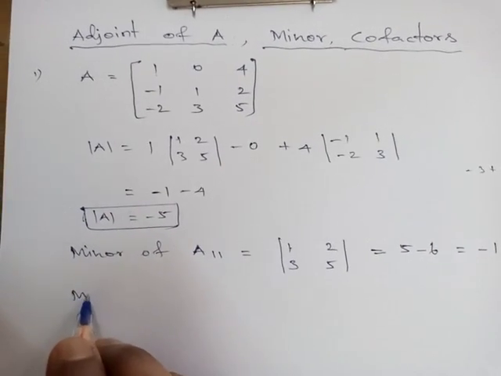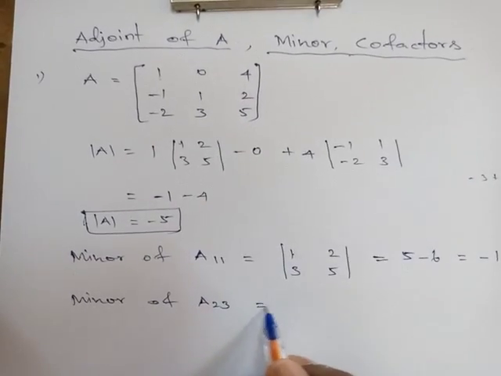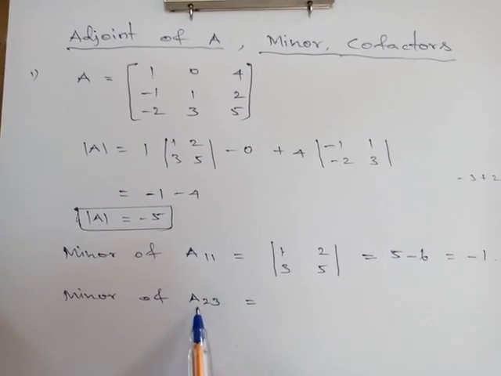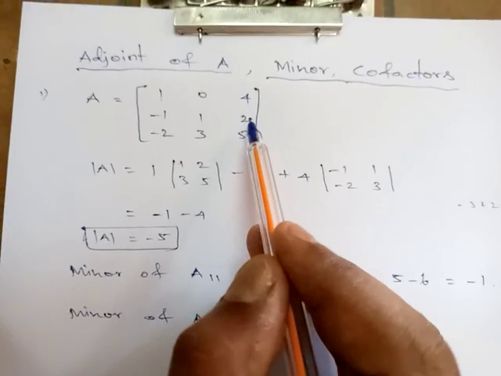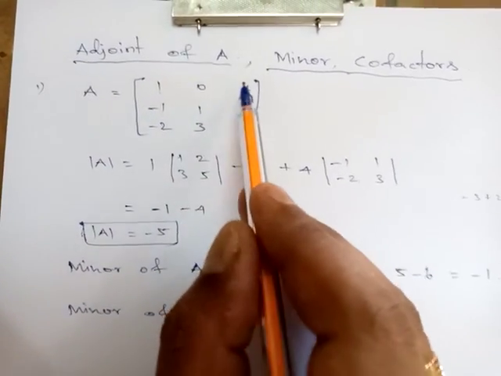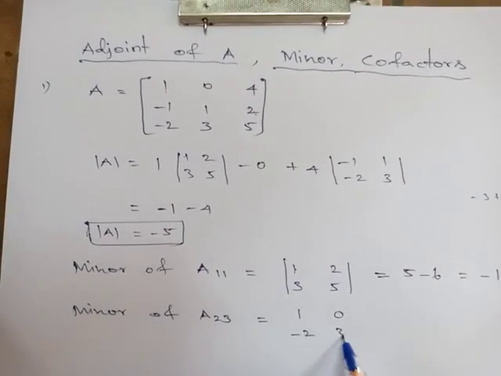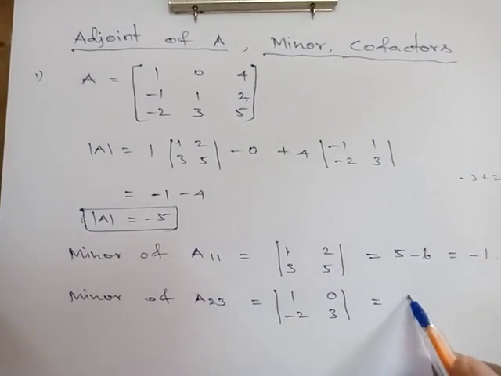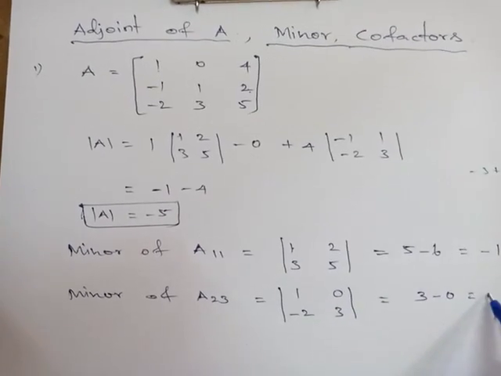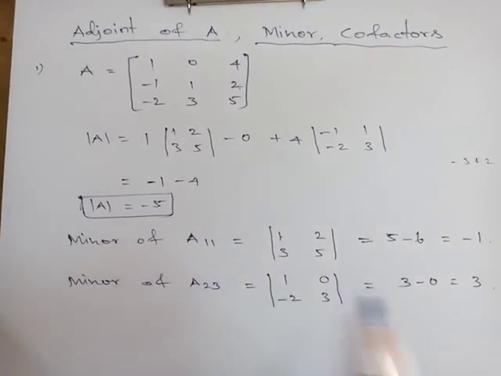Similarly, minor of A23. A23 means second row, third column. So first row, second row, third column, this element. For this element, leave this row and leave this column. What will we get? 1 0 minus 2 and 3. This determinant value becomes the minor of A23. So 3 into 1 is 3 minus 0, which is 3. So minor of A23 is 3. Like this we can find the minors of all the elements.